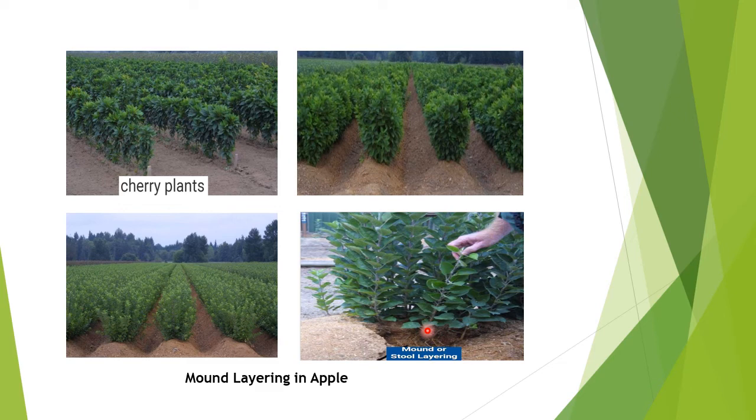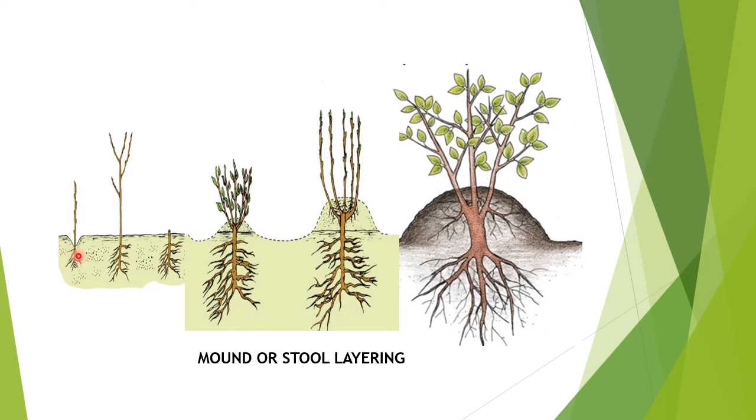So this is called the mound layering in apple, mound layering in cherry plants, and a number of plants are subjected to mound layering. So this is how it is done here. You have one plant, you are removing the bark, and once it is formed, there will be a number of branches. It is covered with the mound, and then there will be the formation of the shoots. And then in the following dormant season, you are removing the mound and cutting it, and that will be the successful layer. That is called the mound or the stole layering.